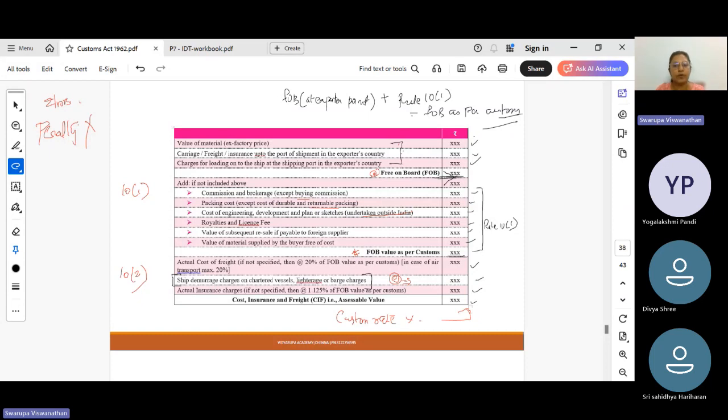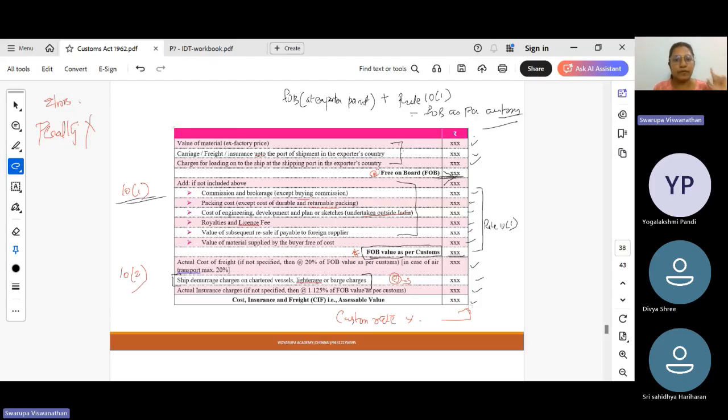Okay, FOB. On FOB value, we need to add 10(1). This is FOB value at the exporter's point. Now for this we need to add other expenses which are incurred by the importer on behalf of the exporter. That is as per rule 10(1). Commission, brokerage, packing cost, engineering cost, royalty, any other payments that are made on behalf of the supplier, any kind of expenses that are made by the importer, it has to be added. You will get free on board value as per customs.